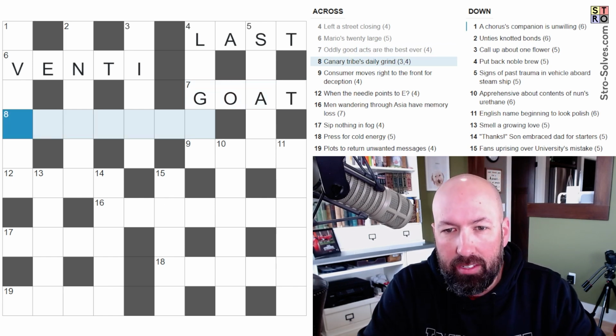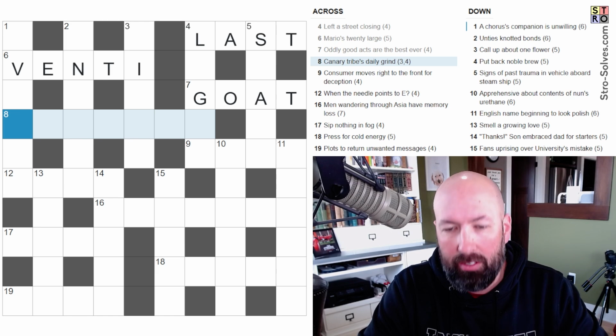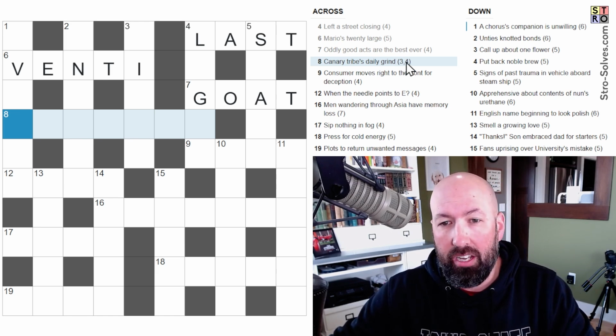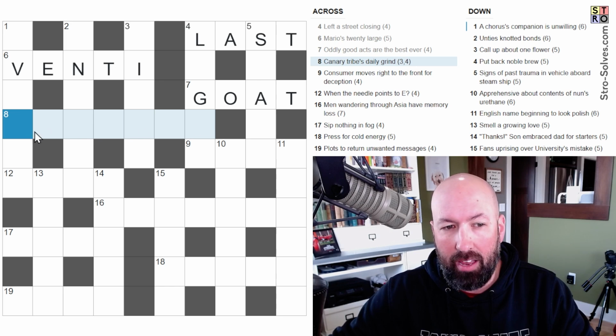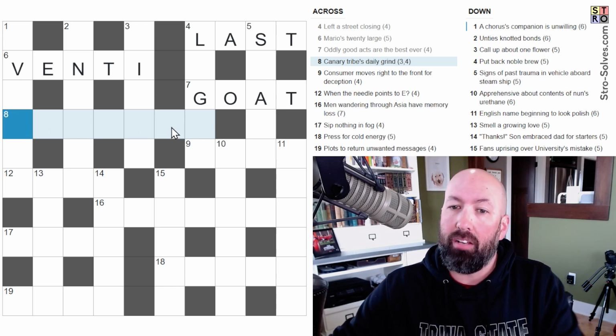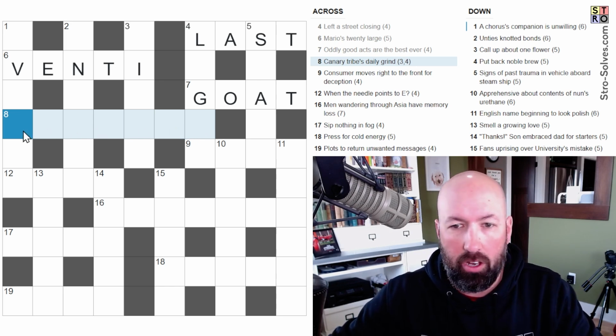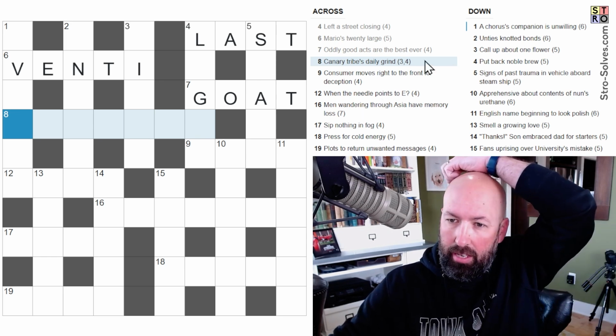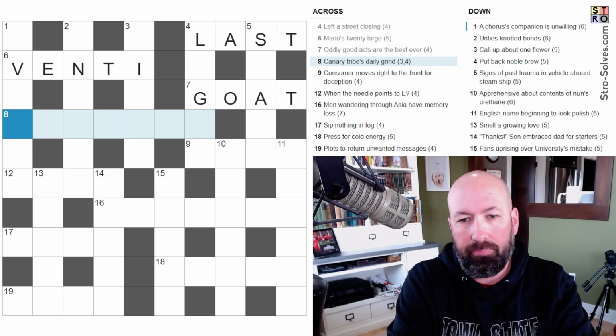Canary tribe's daily grind. Okay. So on this one, you'll notice it's 3,4, which tells you that it's a 7-letter answer, but it's a 3-letter word and a 4-letter word. So that's good to pay attention to also. I think it's the only one in this puzzle. Yeah, it is. That's 2 words.